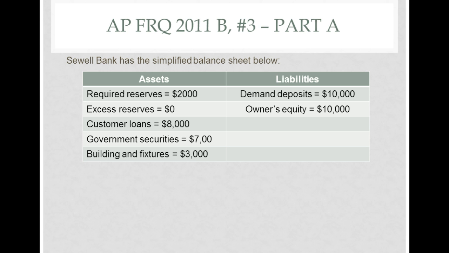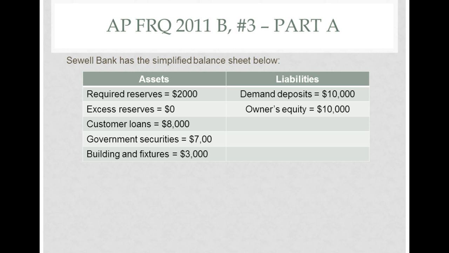Now, this is the information that the question gives you. The question posits a hypothetical bank, Sewell Bank, and this is the balance sheet that Sewell Bank has below. Now, the reason I wanted to do this question was because there's quite a few things in this question that we haven't seen very much before.